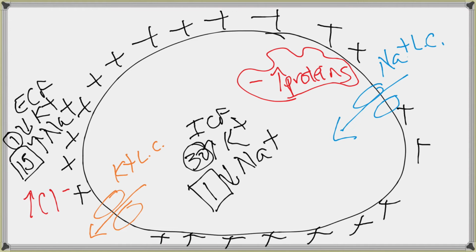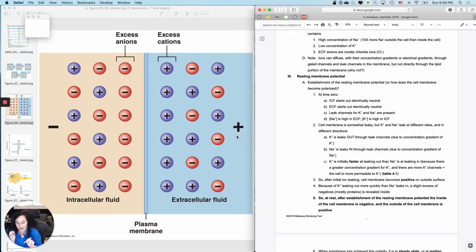And what I'm going to do with the inside is I'm not going to accumulate negatives, but I'm going to start to reveal these negatives that were already there. So the inside of the cell membrane, I'm going to start to reveal the negatives that were formerly sort of hidden by the positives. Okay, so what I've got here is I have accumulated a charge on either side of the cell membrane. And there where I am is this picture, right?